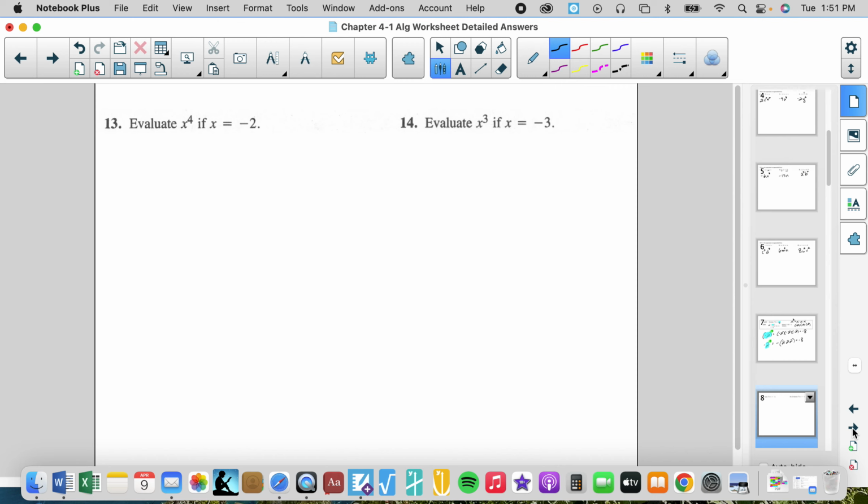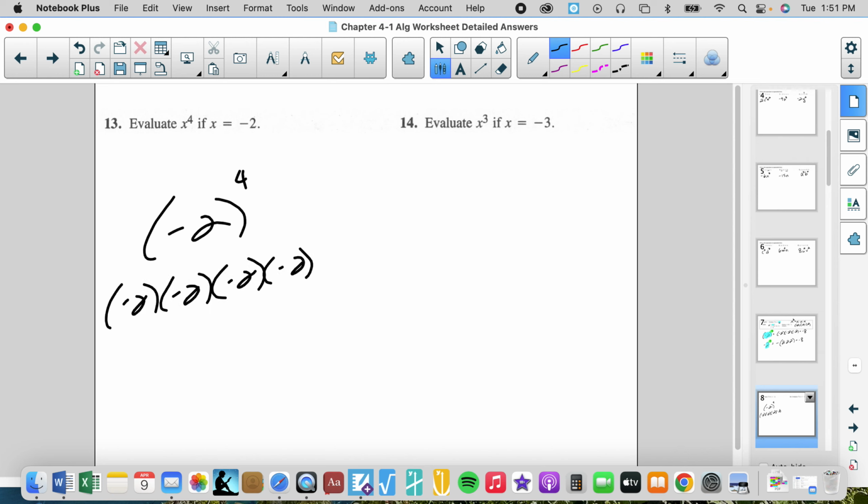So we have x to the fourth. When x equals negative 2, we're going to need that quantity. So that's negative 2 times negative 2 times negative 2 times negative 2. That's 4 times 4, which is 16.